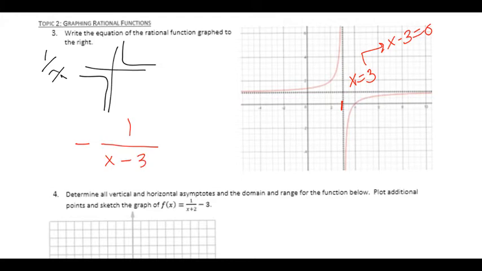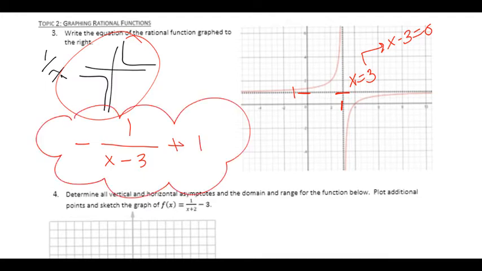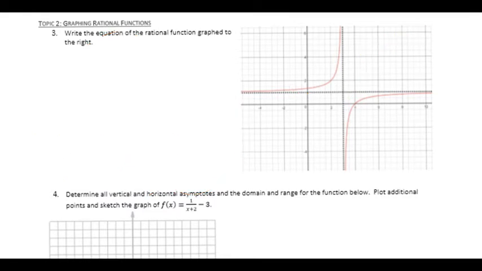So that means that I took the original function, the parent function here, and shifted it 3 units to the right. Okay, I also noticed that it shifted 1 unit up, which is going to allow me to put a plus 1 at the end. And this is your function that represents the graph that you've been given. And make sure you put an f of x equals in front of that. Okay.